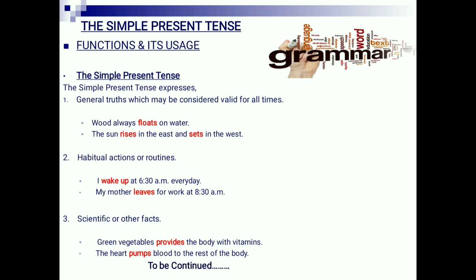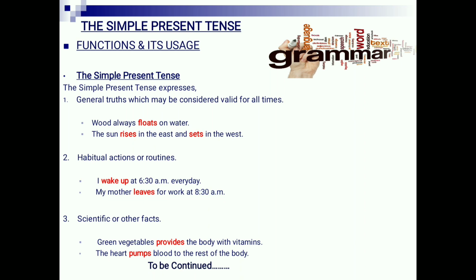Here we will see the functions and usage of simple present tense. See students, when we use simple present tense, the simple present tense expresses general truths which may be considered valid for all time. Means what? We use simple present tense when there are general truths like sun rises in the east and sets in the west. This is a universal truth that sun always rises in the east. So that time we have to use simple present tense.